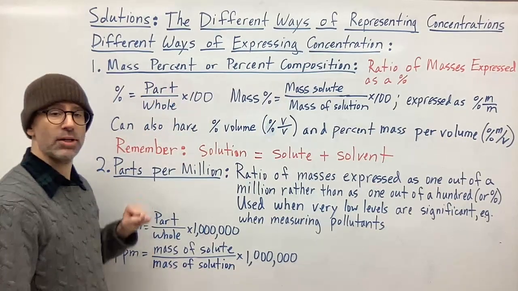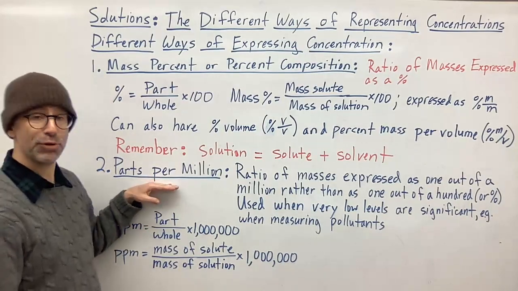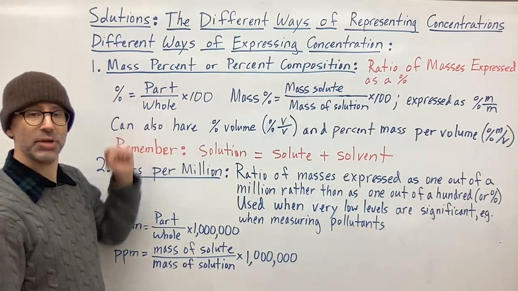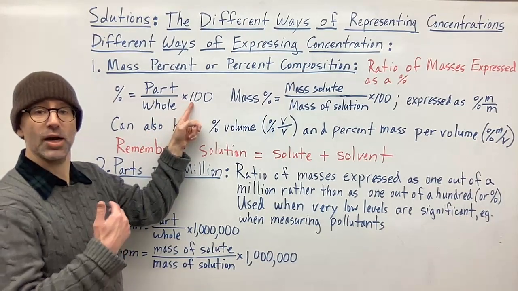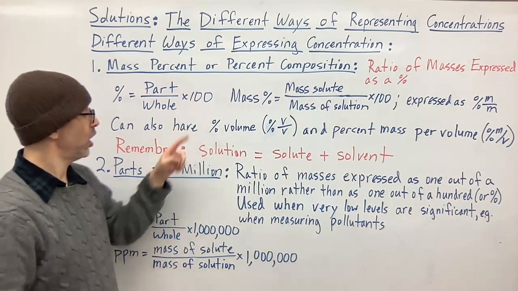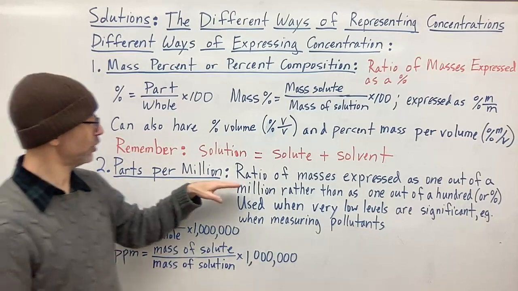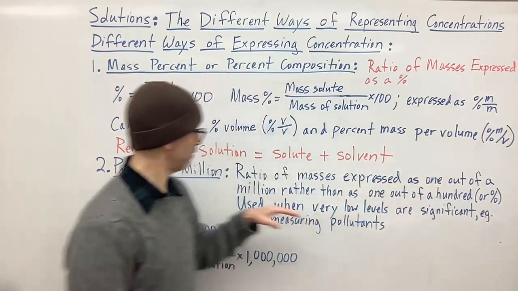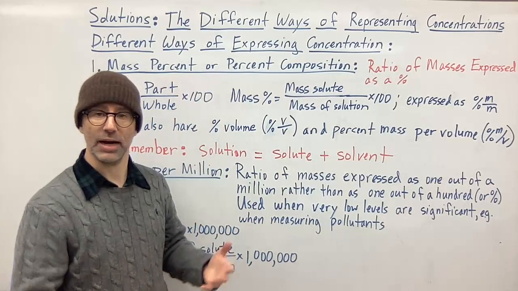Okay, the next thing I want to talk about is parts per million. So parts per million is pretty much exactly the same as mass percent, except the only difference is that instead of multiplying by 100 to get your concentration as out of 100 or per 100, you're going to be multiplying by a million instead. So basically what you're getting here is a ratio of masses expressed as 1 out of a million rather than 1 out of 100, which is what a percent is.